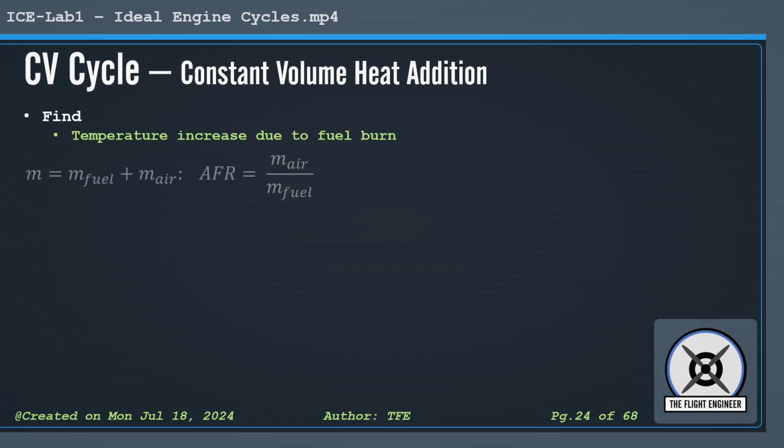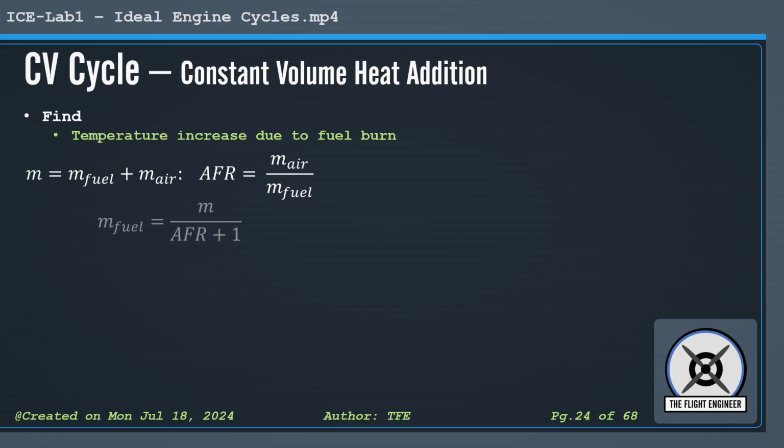We need to find the mass of the fuel. We know our total mixture mass, and that is going to be equal to the mass of air plus the mass of fuel. We also know our air-fuel ratio, which is the ratio of the air's mass to the fuel's mass. We can solve the air-fuel ratio equation for the mass of fuel and plug it into the total mass equation.